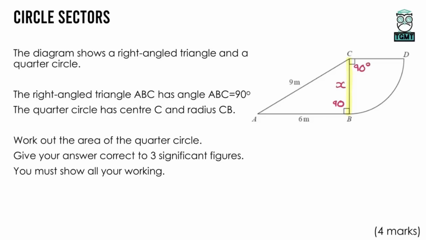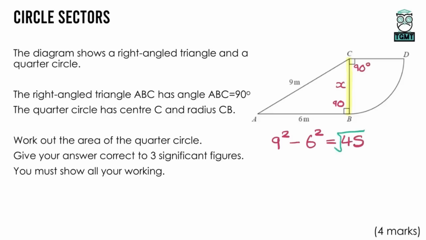So with Pythagoras, we're going to square both the sides. When finding a shorter side, we subtract them. So 9 squared take away 6 squared. We can write that down to start with. We then have to square root our answer. So that does come out as 45. To get that length, we need to square root 45.